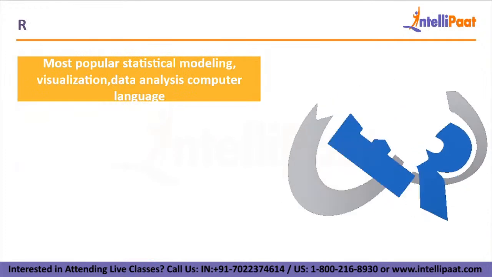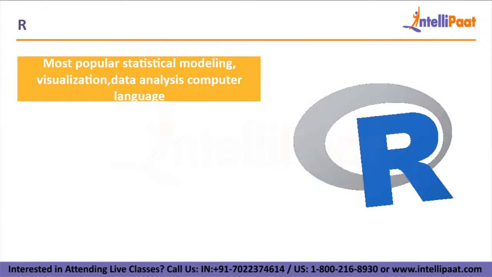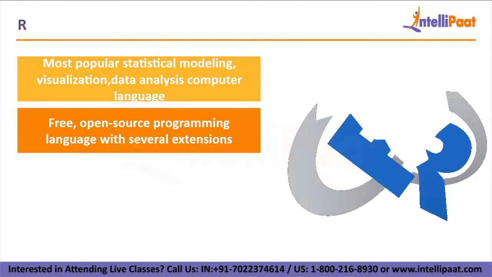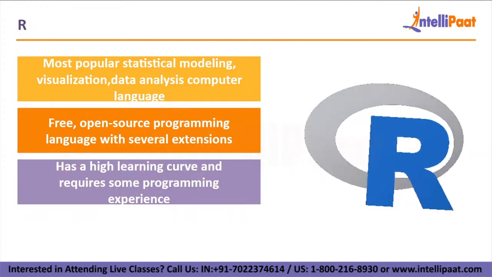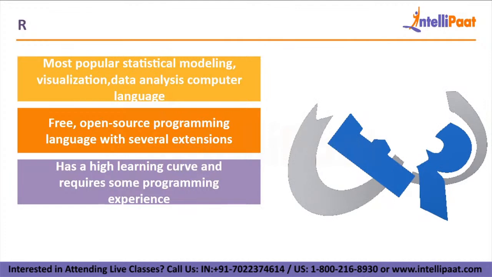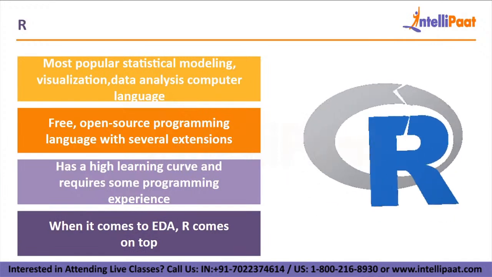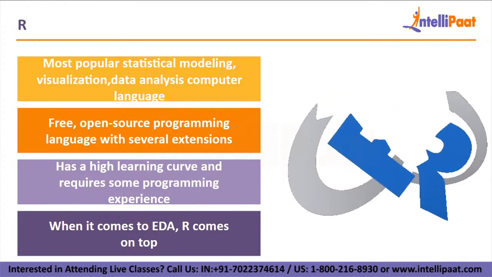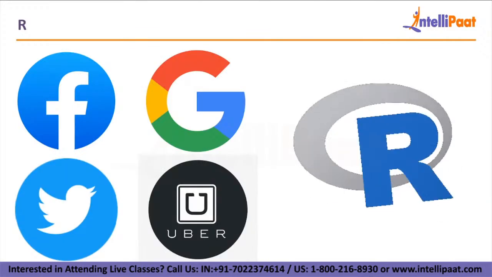R. R is the most popular statistical modeling, visualization, and data analysis computer language. Statisticians mostly utilize it for statistical analysis, big data, and machine learning. R is a free, open-source programming language with several extensions in the form of user-written packages. R has a high learning curve and it requires some programming experience as well. It is, however, a fantastic language in terms of syntax and coherence. When it comes to EDA or exploratory data analysis, it is a strategy to evaluate datasets to summarize their essential properties generally using visual approaches. R comes out on top. R is used by Facebook, Google, Twitter, and Uber, and big companies like that.